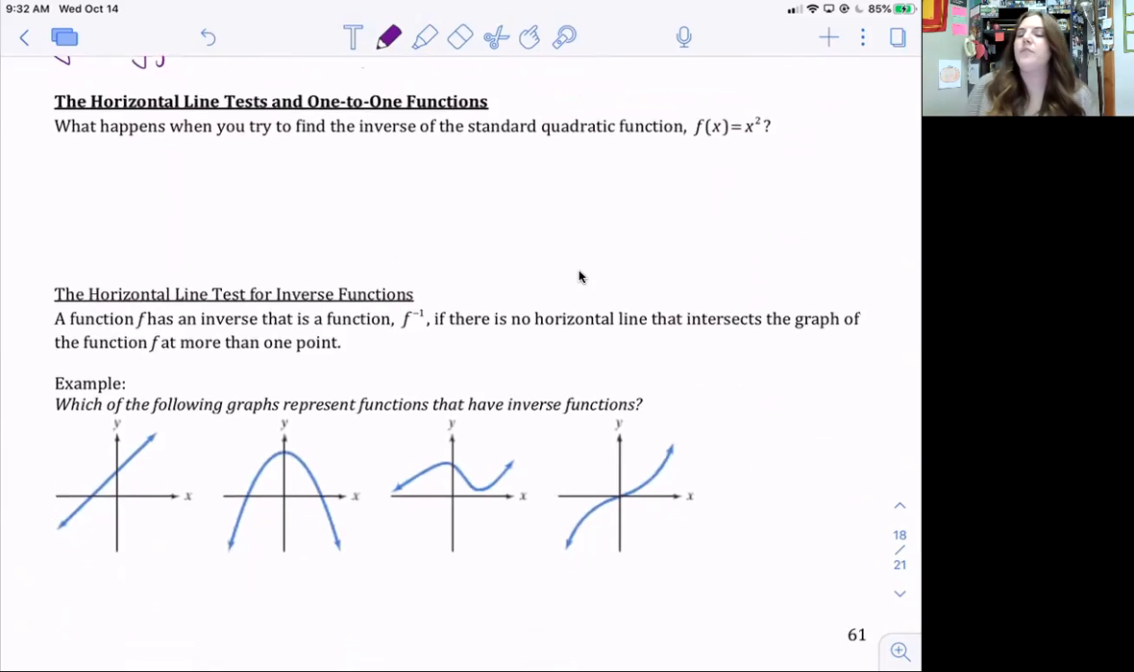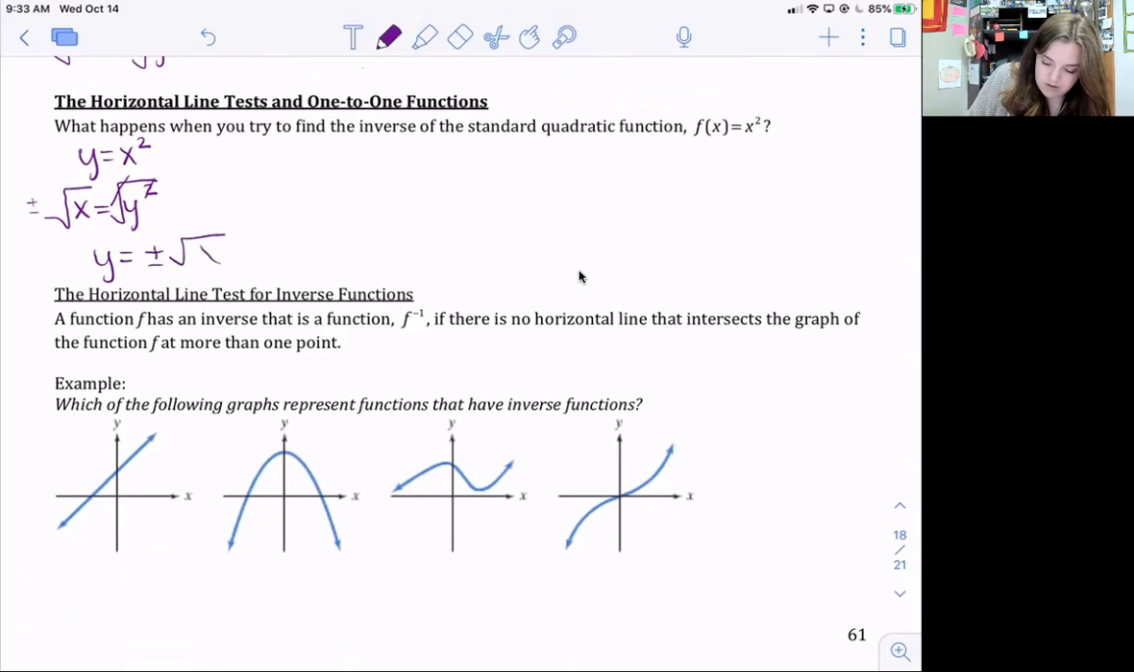So what happens when you try to find the inverse of the quadratic function f of x equals x squared? So let's try it. So y equals x squared. Switch x and y. And then to get y by itself, we're going to square root both sides. But remember, when we take the square root, we have to put plus or minus in front. So y equals plus or minus the square root of x. Well, that's a problem because that's not a function, because of that plus or minus.